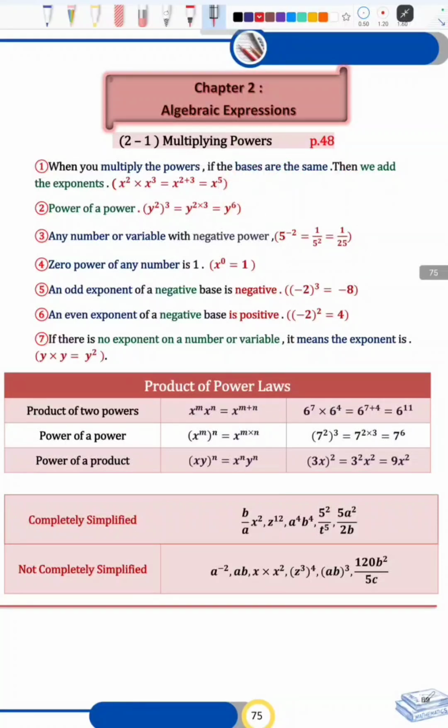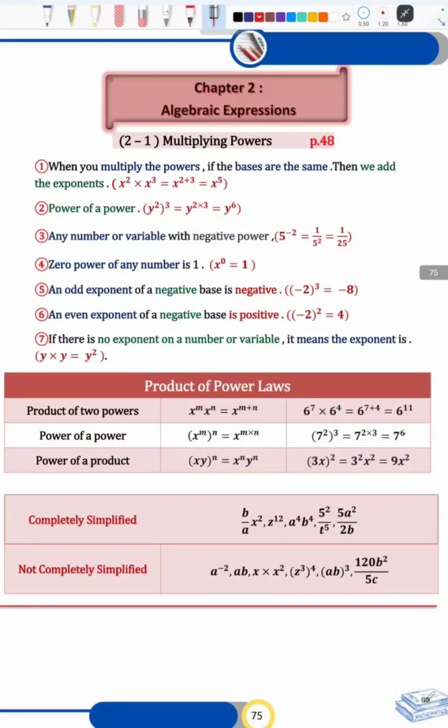The second one, a power raised by another power. For example, y power 2, all of them power 3. In this case, I'm going to multiply the powers. So it will be y to the 2 times 3, which equals y power 6.